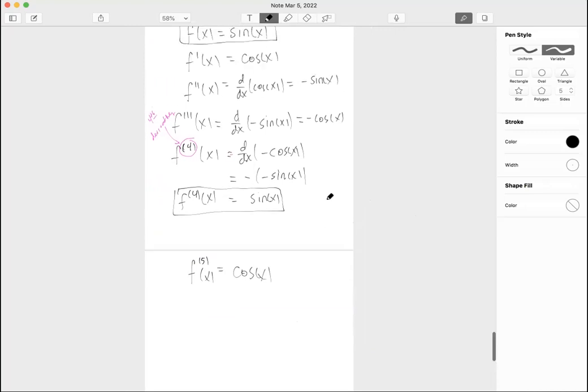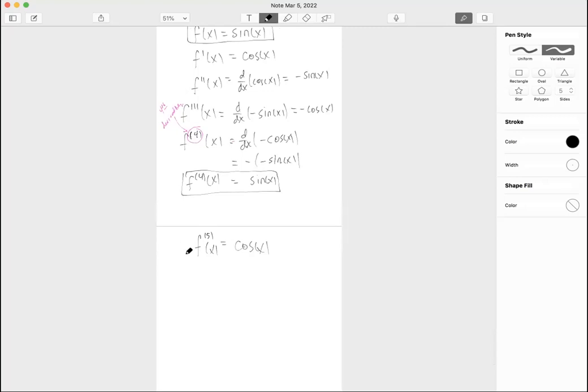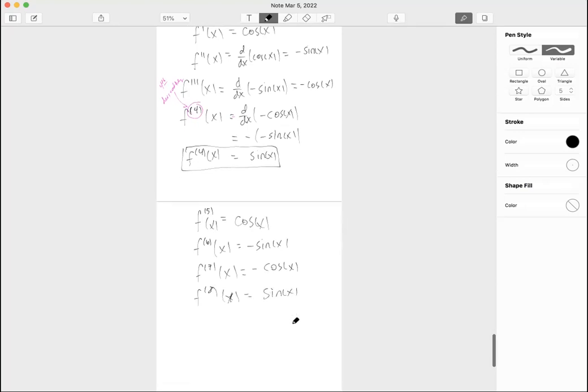So the 5th derivative will obviously be cosine, right? The 6th derivative will be the derivative of that, negative sine. The 7th derivative will be negative cosine. And the 8th derivative will bring us back to sine. So there's a pattern here, right?